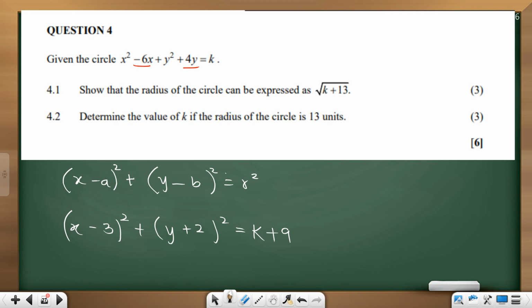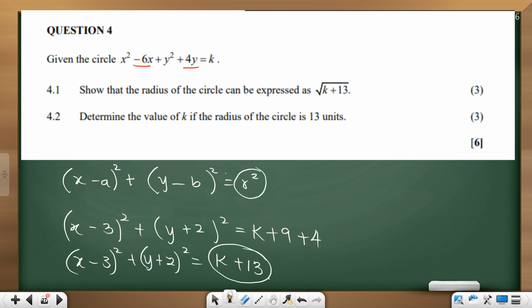Plus or minus? We always add here. So x minus 3 squared plus y plus 2 squared equals to what? K plus 13. Now, if you compare, what is this? R squared. K plus 13. So what are you saying? R squared equals to K plus 13. What is R, therefore? The square root of K plus 13. We're done. Equation of a circle should not be a problem at all.